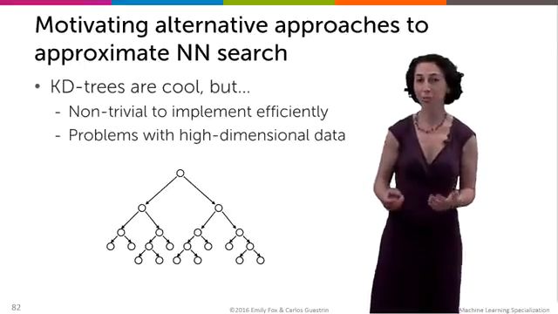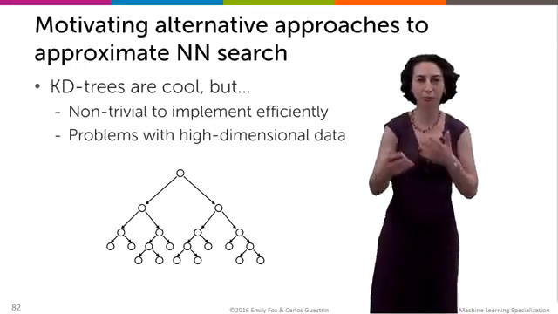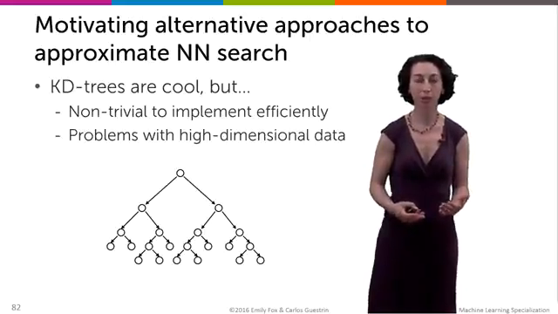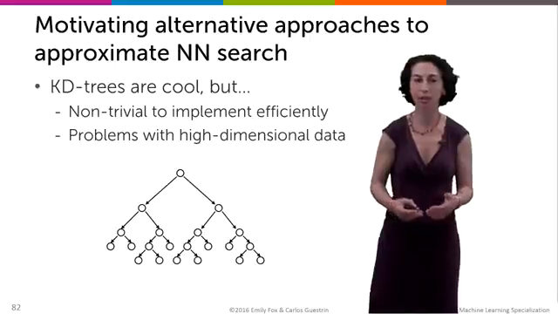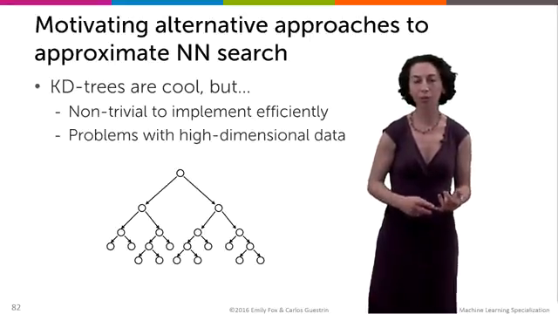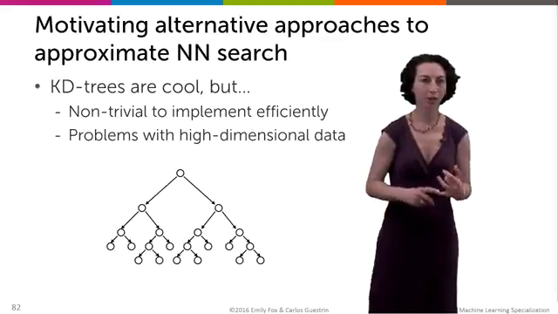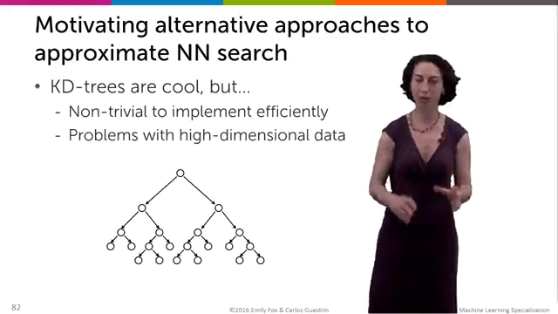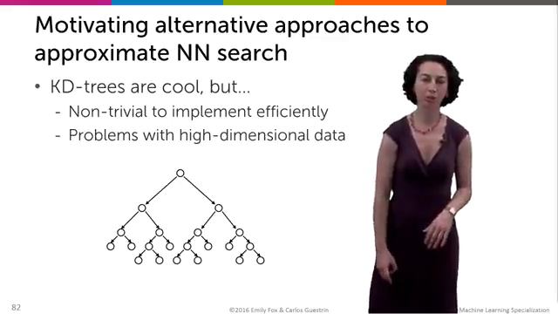Well, KD trees are really cool. They're a very intuitive way to think about storing data, and as we saw, they could lead to some efficiencies, and actually some significant efficiencies in performing nearest neighbor search. But there are a few issues. One is the fact that KD trees are not the simplest thing to implement. You have to structure out this tree, and it can be pretty challenging to do that.